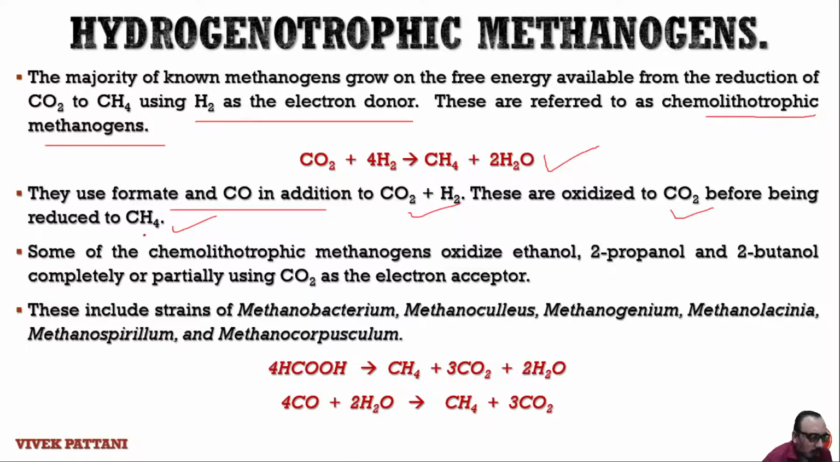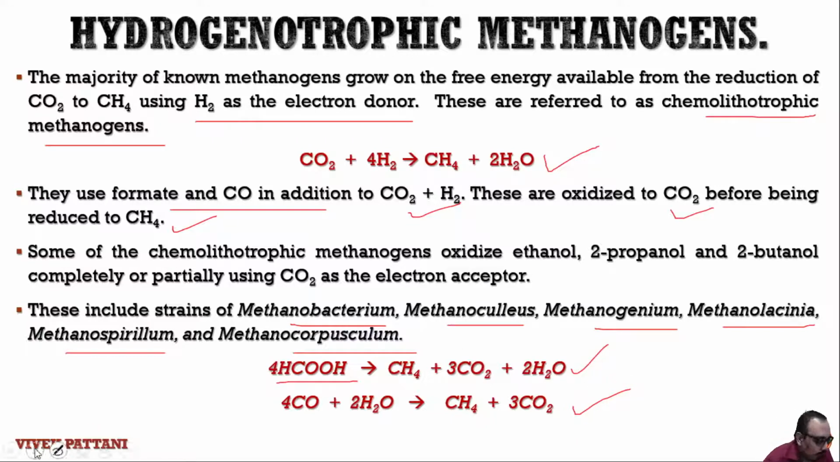Some examples of the hydrogenotrophic methanogens include Methanobacterium, Methanoculleus, Methanogenium, Methanolacinia, Methanospirillum, and Methanocorpusculum. These are examples of the reactions, where the first consists of formate and another consists of carbon monoxide.